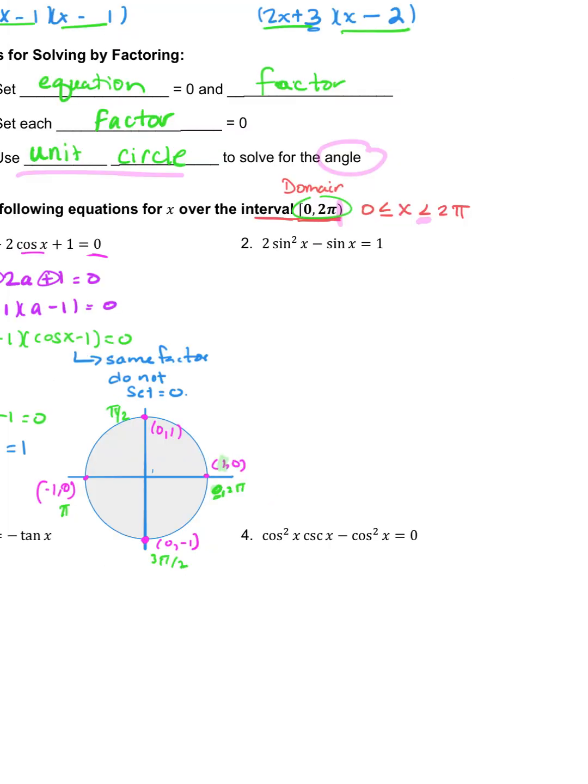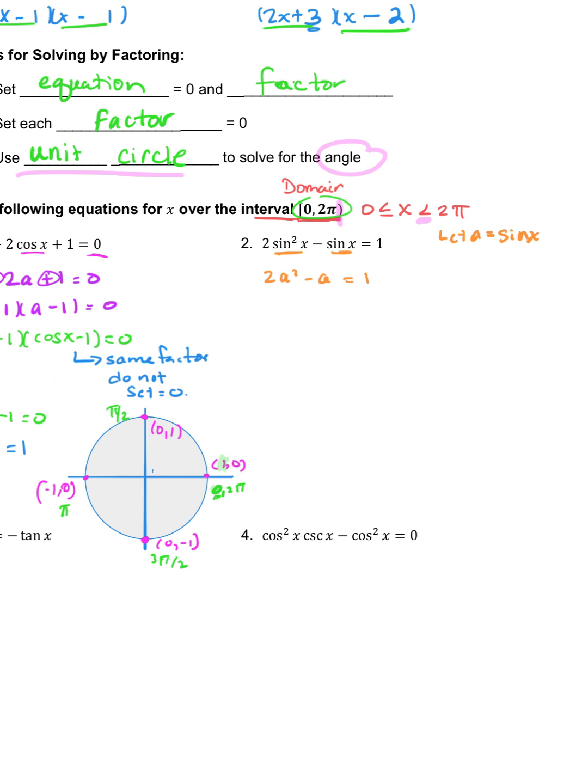Number 2. We have 2 sine squared x, sine x equals 1. One thing I want to bring up too, remember if I have a sine and a sine, those are the same variables. So when we talk about wanting to always make sure we can factor what we have, those two have to be the same trig function. So again, if you let a equal sine x, and then replace it, you're going to get 2a squared minus a equals 1.